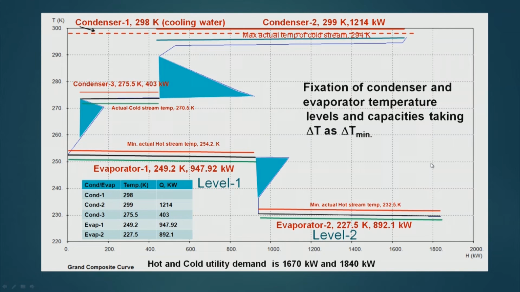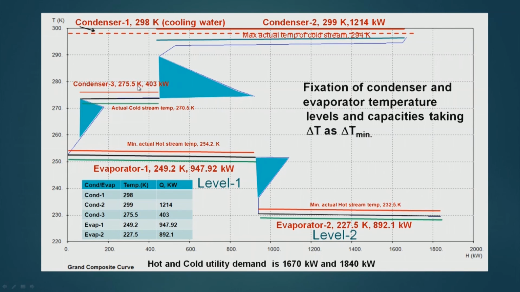So, my evaporator 1 is operating at level 1, its temperature is 249.2 Kelvin and its load is 947.92 kilowatt. Evaporator 2 is operating at level 2, its temperature is 227.5 Kelvin and its load is 892.1 kilowatt. Similarly, my condenser 2 is working at 299 Kelvin and its load is 1214 kilowatt, and condenser 3 is operating at 275.5 Kelvin and its load is 403 kilowatt.